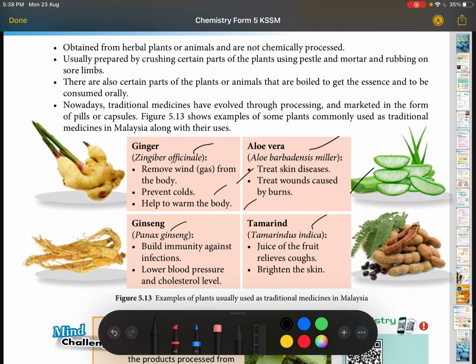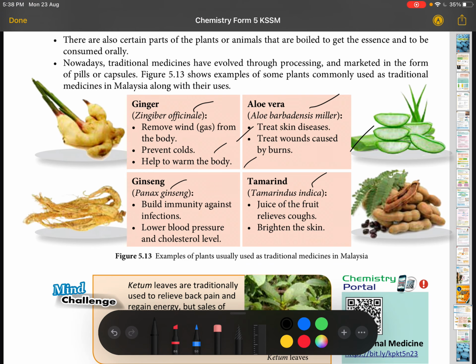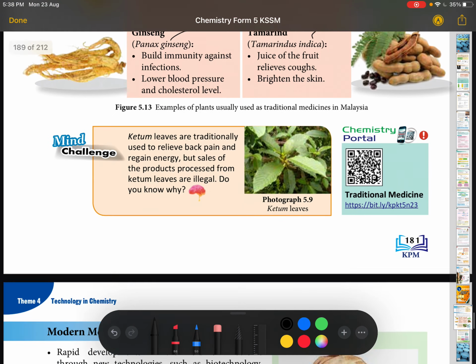My father uses this a lot. He even asked me to apply it on him because his skin was burning. And then there's ginseng. Ginseng is for immunity, and tamarind is for coughing and skin brightening.